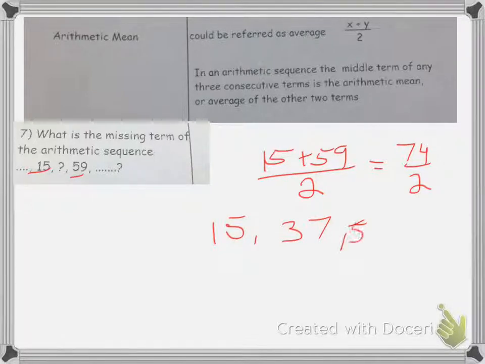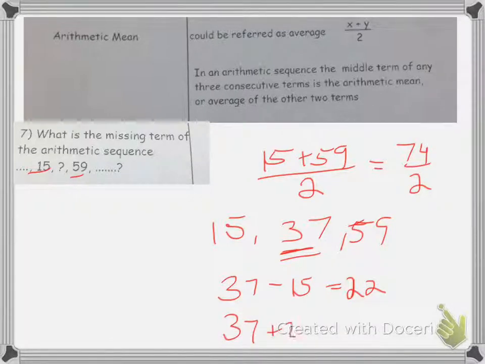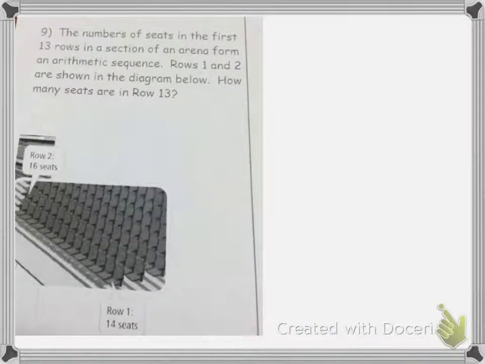And if I go ahead and figure out what that common difference is, well, one way you can find the common difference, if you're not sure, take the second term and subtract the first term. 37 minus 15 becomes 22. And then if I add 22 to 37, that becomes 59. So this is that middle term. It's the arithmetic mean.